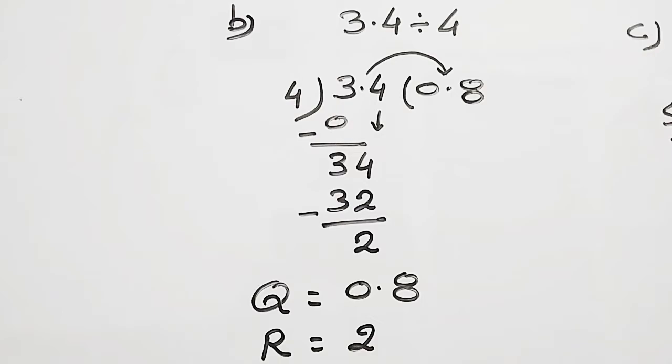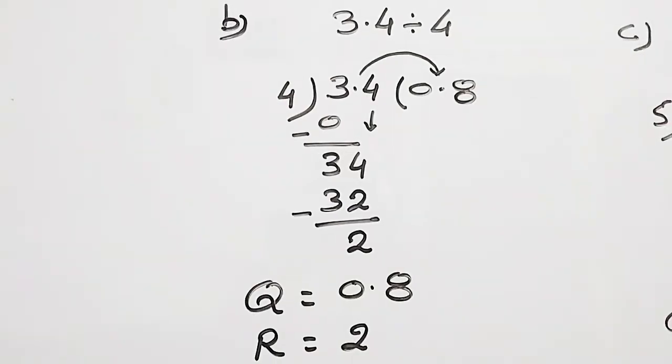Question B. 3.4 divided by 4. So the divisor is 4 and the dividend is 3.4. First we take the whole number part of the dividend, 3. The whole number part of this decimal number is 3. 3 is less than 4. So first we divide the whole number part.